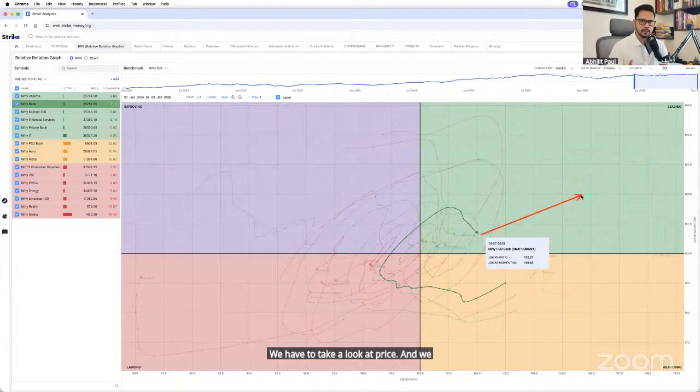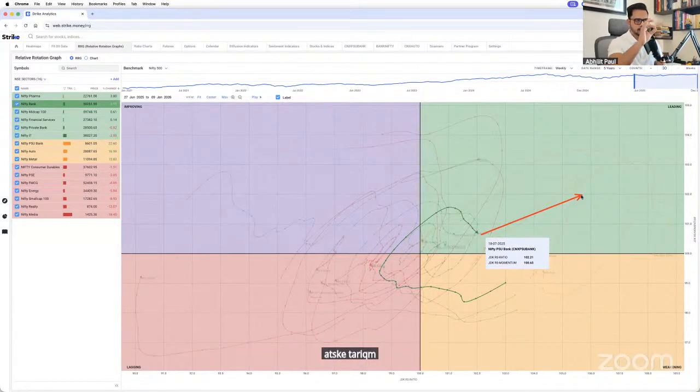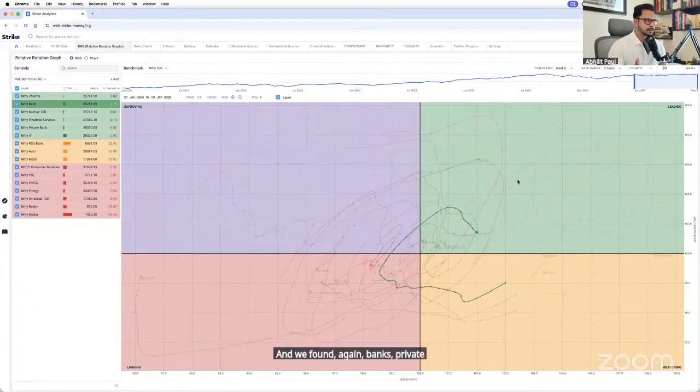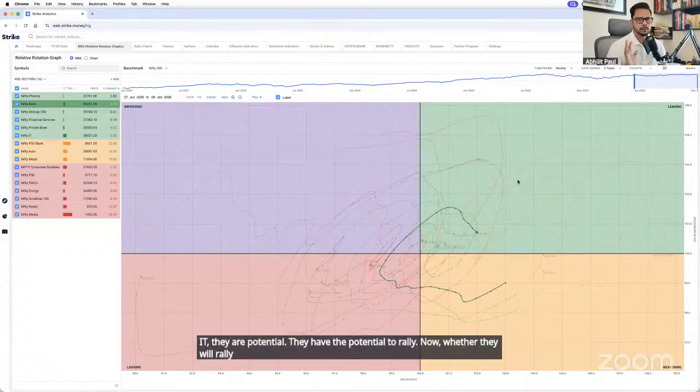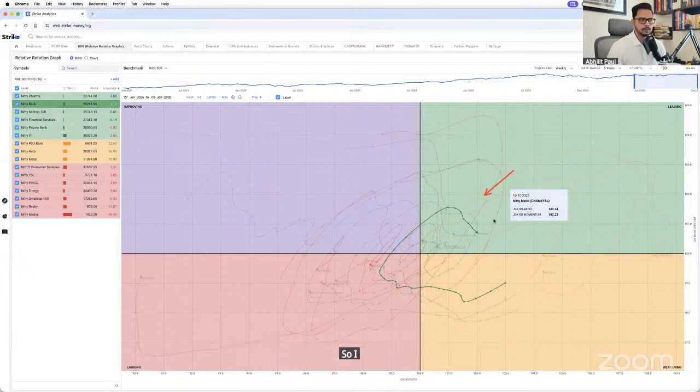And we did that. We did take a look at where RRG is. Then we did take a look at what price is telling us. And we kind of combined that to see what the positioning is as of today. And we found, again, banks, private banks and IT, they are potential. They have the potential to rally. Now, whether they will rally or not, only price will tell us. So I should be keeping a lookout for them.